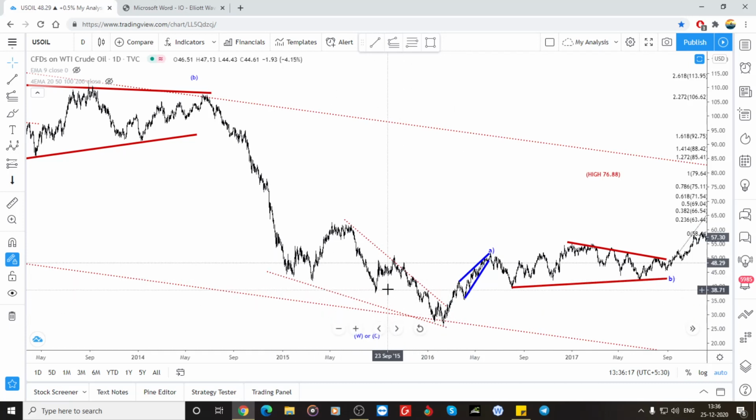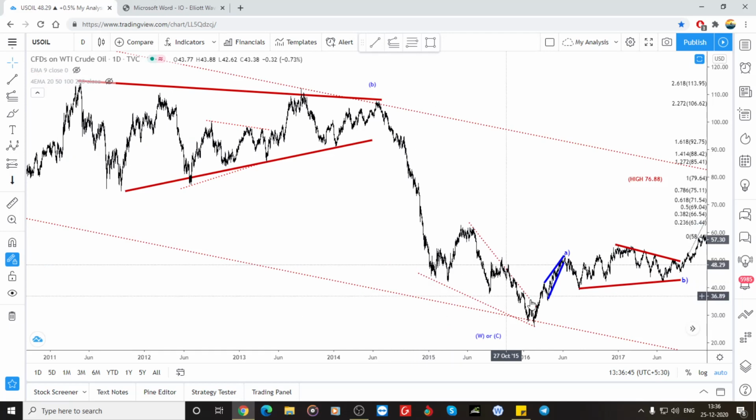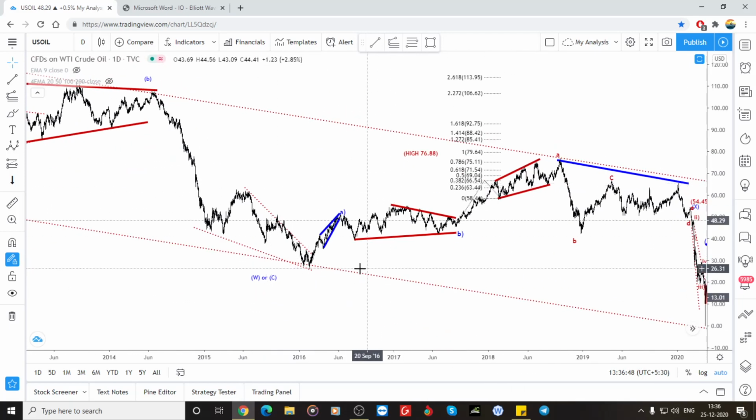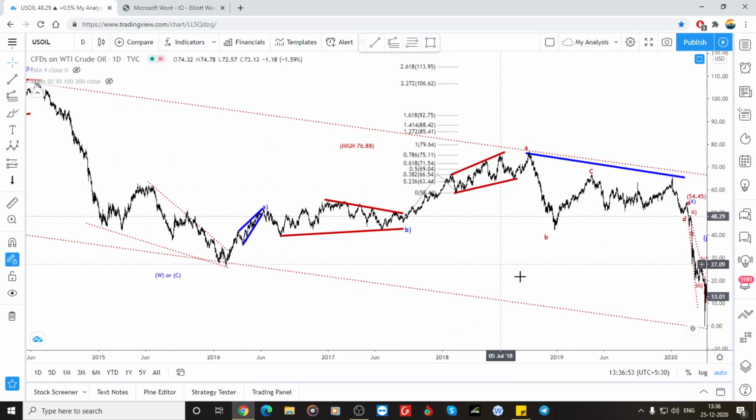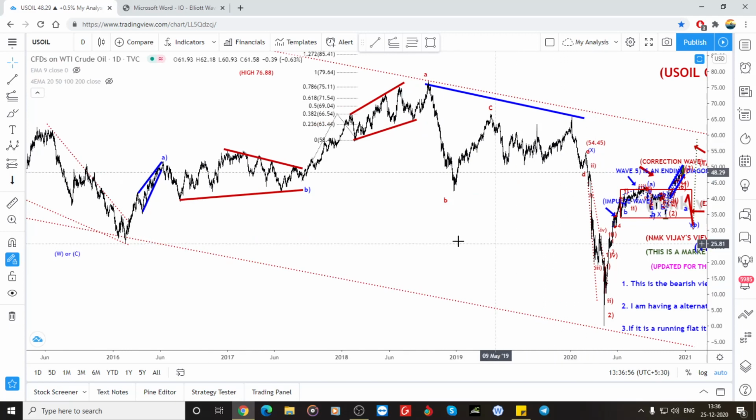So in this, the rules will be violated. Wave 4 is above wave 1. Only in the diagonal patterns will wave 1 and wave 4 overlap, or wave 4 will enter wave 1 territory. So wave 1, 2, 3, then 4 enters wave 1, and then 5 is completed. Like this, only in the diagonal pattern will wave 1 and wave 4 meet each other. Apart from that, in a bullish trend it is not allowed, as I explained here.